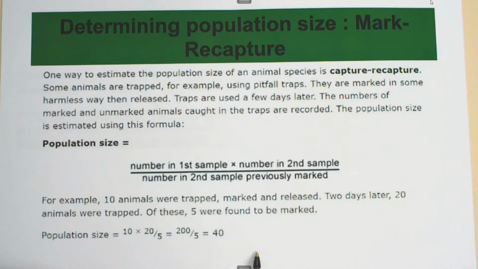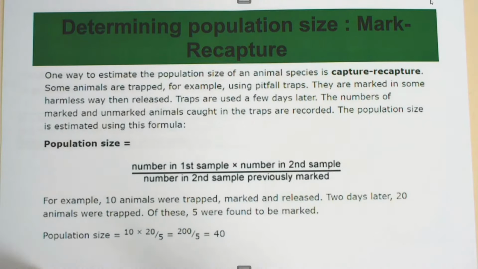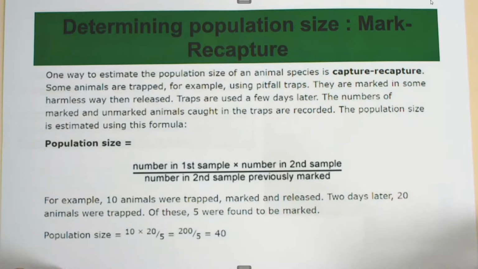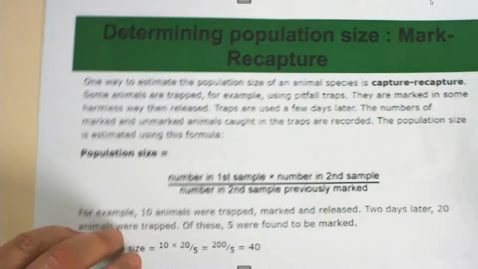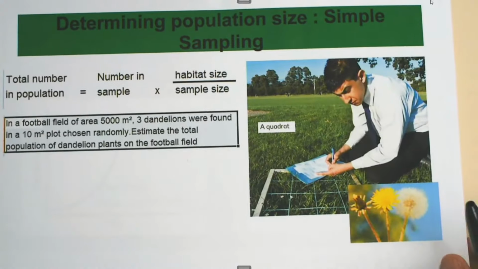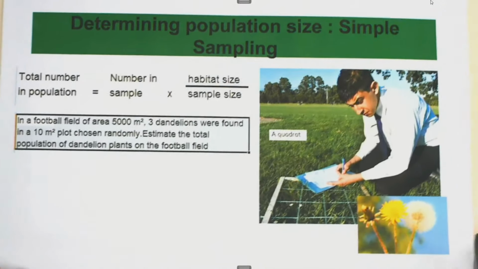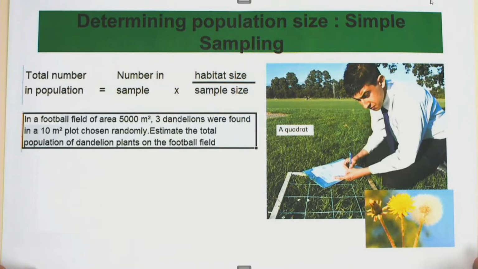So this is the first way that we can determine a population size, and it's called mark recapture, or they say capture recapture, because the words actually tell you what is happening. When we ask this in your test, we must give you the formula. Okay, so you must just be able to know how to apply the formula. Okay, then the next method that we use is simple sampling. Simple, not meaning stupid, meaning it's basic, it's not difficult.